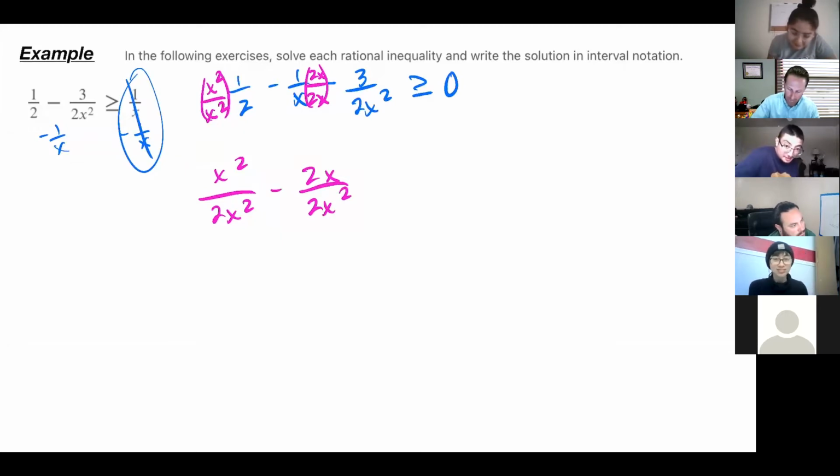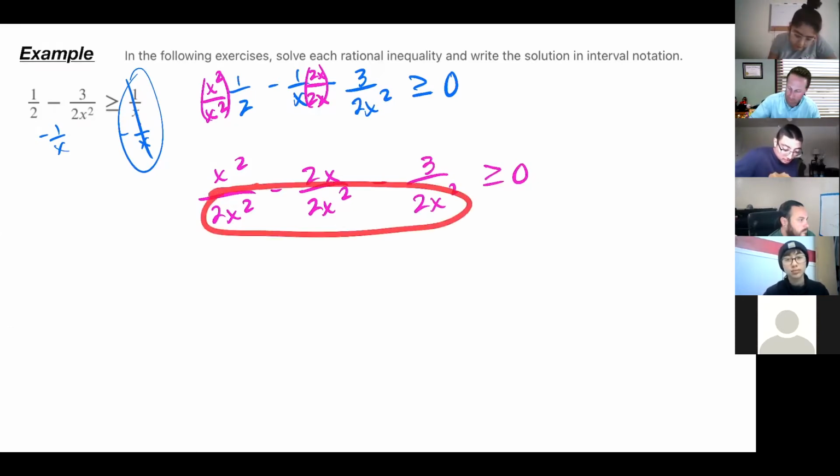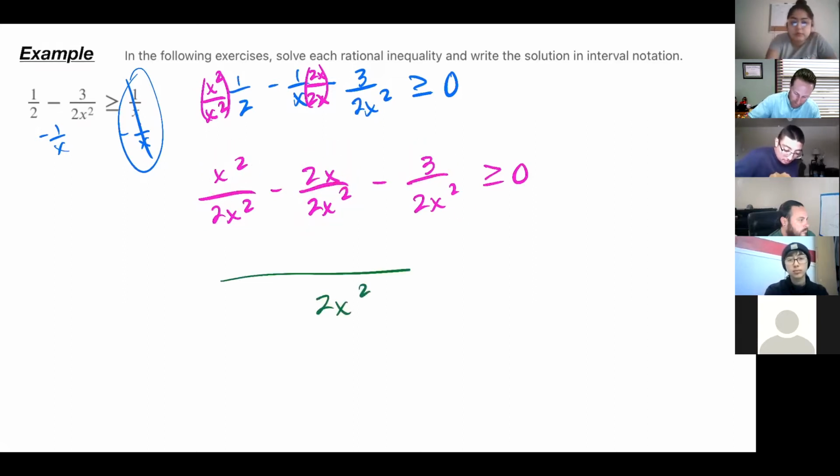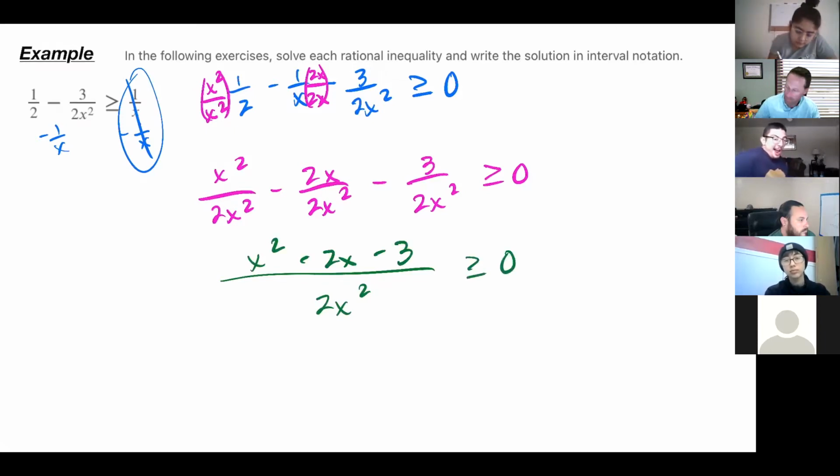2x over 2x squared, and then minus a 3 over 2x squared. Remember, this was all greater than or equal to 0. Now what? Well, I worked really hard to get my common denominators. I have this many of these, this many of these, and this many of these. So I have a certain number of these. X squared minus 2x minus 3 of them, to be exact.